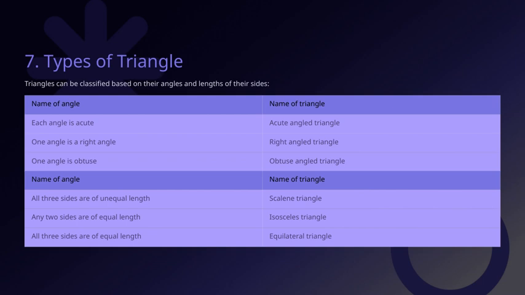Finally, if all three sides are equal, we refer to it as an equilateral triangle. Not only are all sides equal, but all angles are equal as well, each measuring 60 degrees. To sum up, triangles can be categorized both by their angles and their side lengths. This classification is fundamental because it helps us understand their properties and how they relate to other shapes. Recognizing these key differences is essential as we explore more complex geometric concepts.